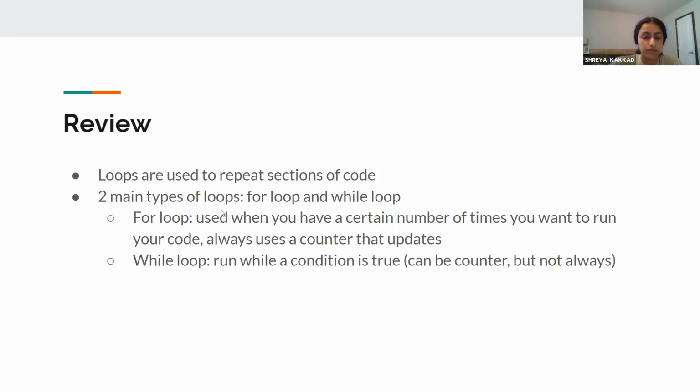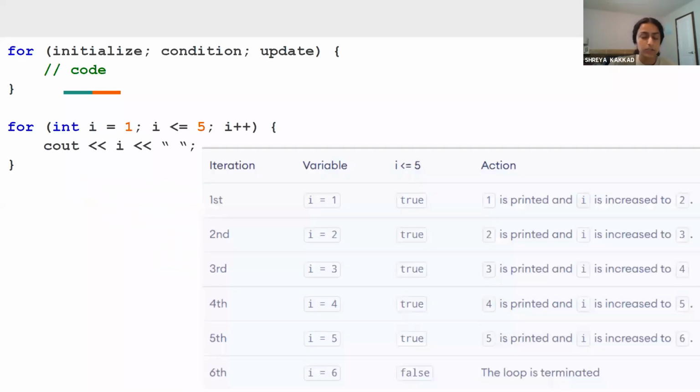So there are two main types of loops. We have our for loop, which is always used with a counter. And this is really helpful if you have a certain number of times you want to run your code. That's because we're always using a counter and we're always updating that counter. You also have the while loop. And the while loop runs while the condition is true. So if you wanted to, like I said earlier, make a game that maybe has a replay button or something like that. So let's just go over a quick review of our loops.